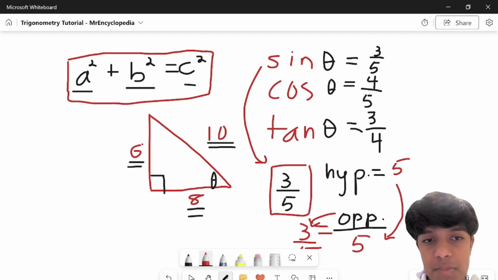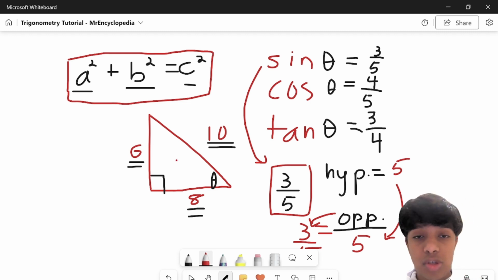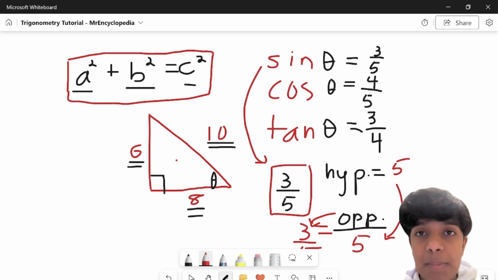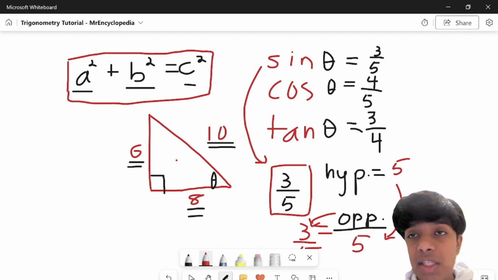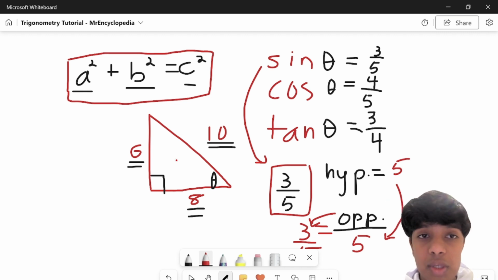But also, this is a popular triangle triple, which is what we call triples that we can memorize according to patterns. So 6, 8, 10, and we can also check it in the Pythagorean theorem to see if it's a right triangle, as the Pythagorean theorem only applies to right triangles.